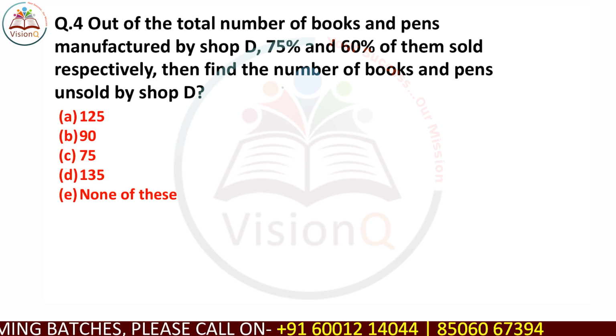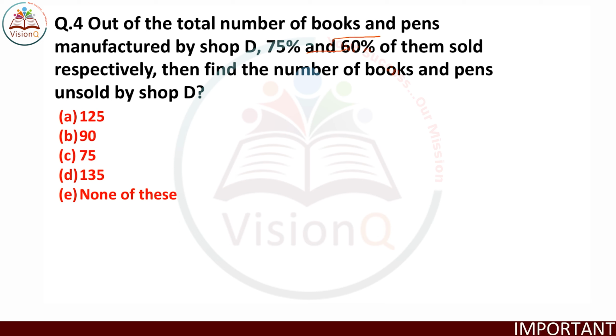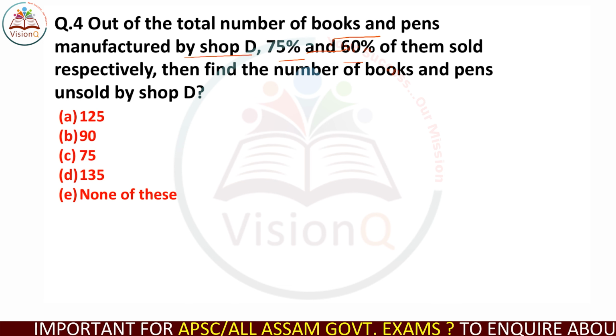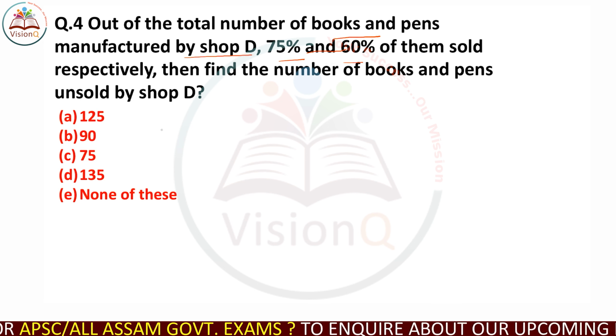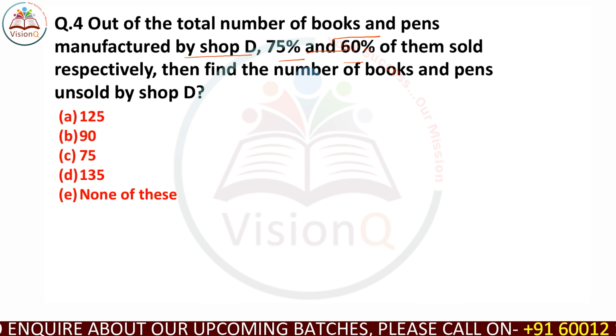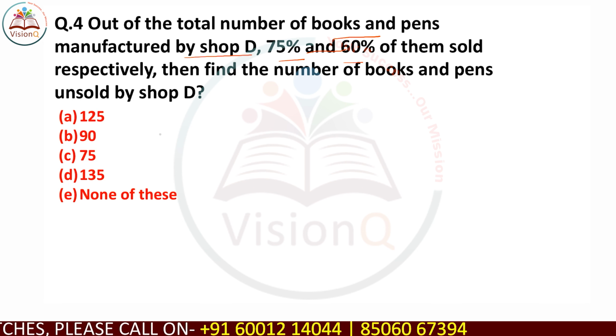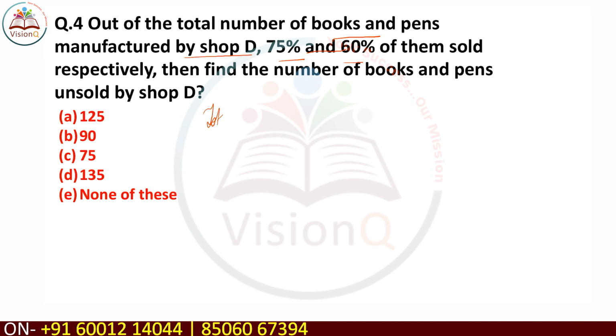So next in front of you is question number 4. Something extra information is given in this question number 4. Out of the total number of books and pens manufactured by D, 75% and 60% of them are sold. Now the manufactured number of books and pens is not given in this DI. So this DI was basically about the number of books and pens sold. Now out of the total number of books and pens manufactured, okay, total is always 100%. We know every total is 100%.